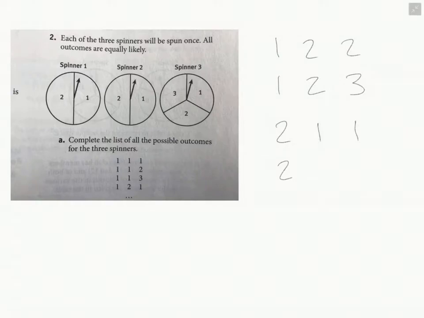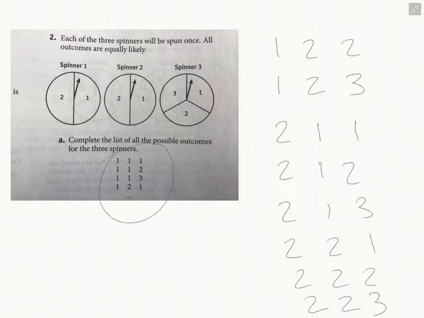We could go 2, 1, 1. We could go 2, 1, 2, 2, 1, 3. And then we could go 2, 2, 1, 2, 2, 2, and 2, 2, 3. So that's the entire range of possibilities. All these 4 and these 8 that I added on. So all 12 of those possible combinations makes up the entire sample space for this particular problem.